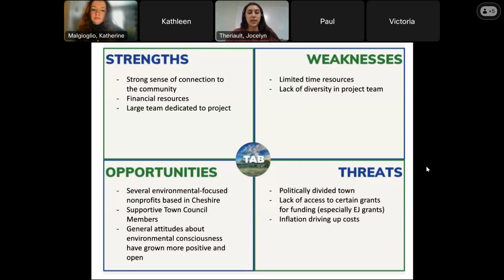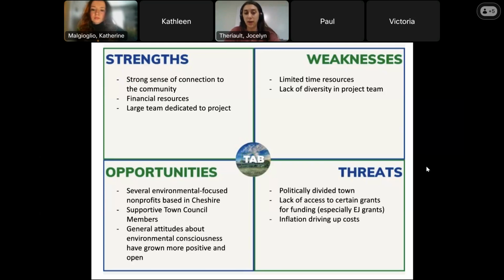And then lastly, just looking at general attitudes about environmentalism, environmental consciousness, I think that these recently have grown a lot more positive and open to what brownfields are, for example, and why it's important to redevelop them and what it can bring and build and nourish for the community. I think this has happened on the local level in Cheshire, but I think more globally and nationally too. I think we've seen this grow a little bit. So I think on many levels that creates a lot of opportunities that would welcome a project like this in town.